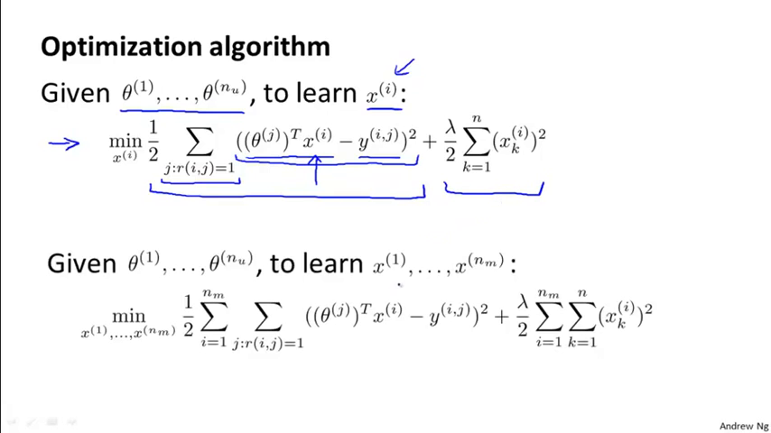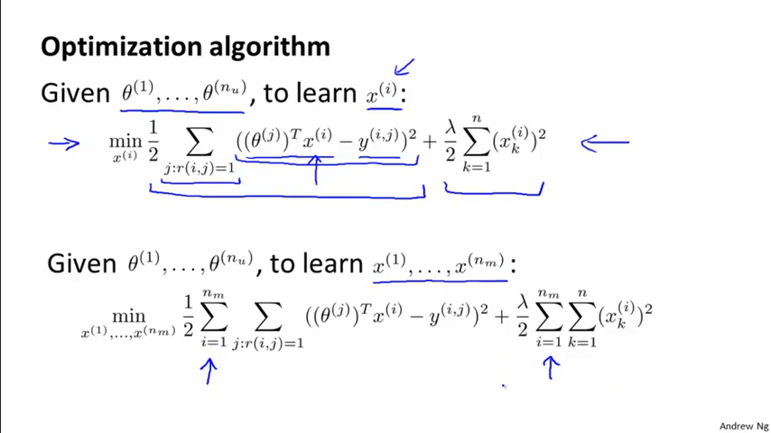But what we want to do is learn all the features for all the movies, and so what I'm going to do is add this extra summation here. So I'm going to sum over all n subscript m movies, and minimize this objective that sums over all movies. And if you do that, you end up with the following optimization problem. And if you minimize this, you have hopefully a reasonable set of features for all of your movies.